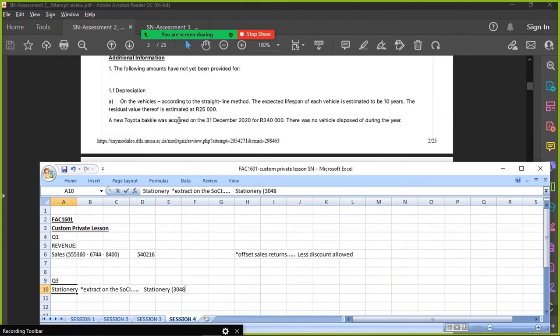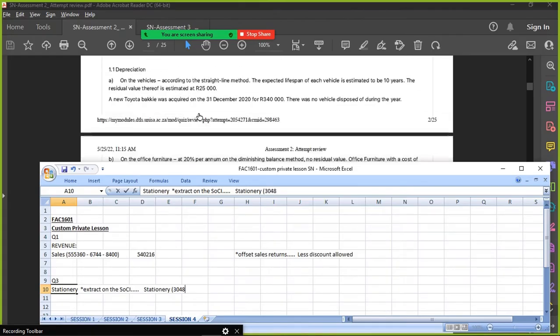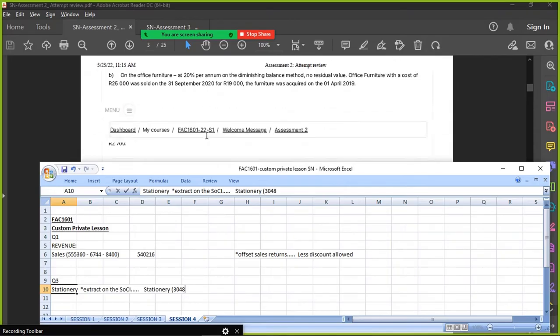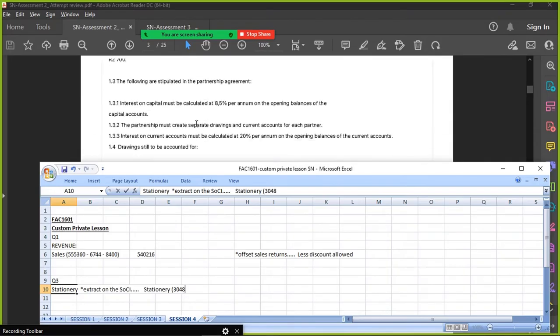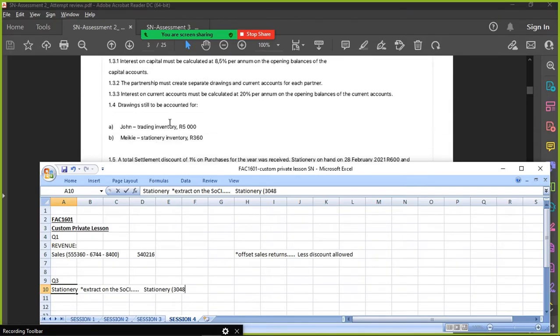And then if we're looking at the adjustments, the amounts that haven't been provided for, there was a note here about stationery somewhere. Where is it? Here it is. One of the partners, stationery inventory, drawings still to be accounted for. So if it still needs to be accounted for, obviously drawings will be debited. So you debit your drawings, you credit your stationery. So stationery would decrease by 360.